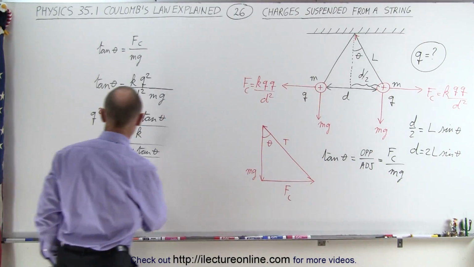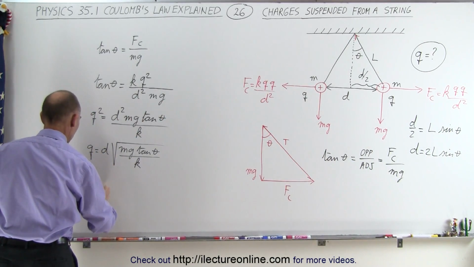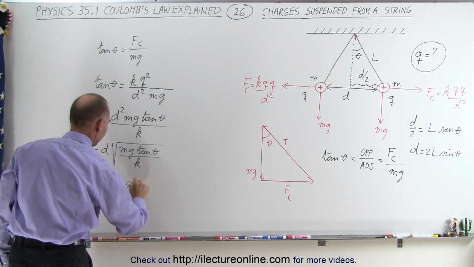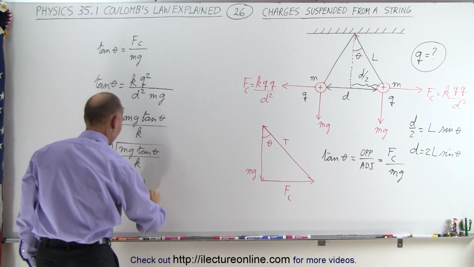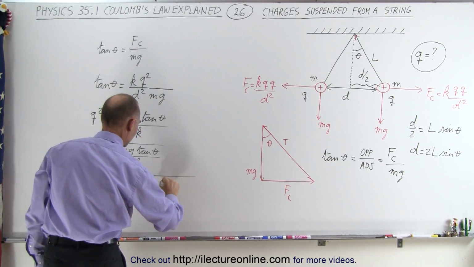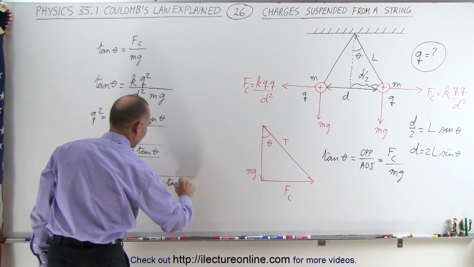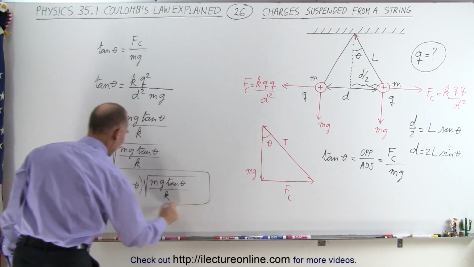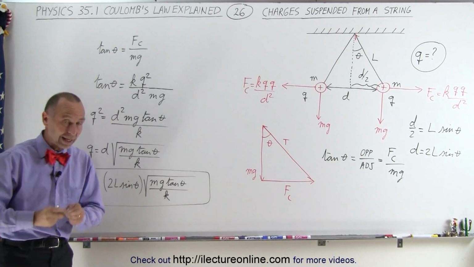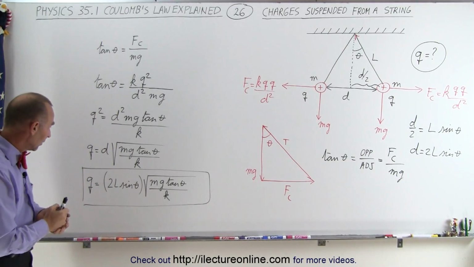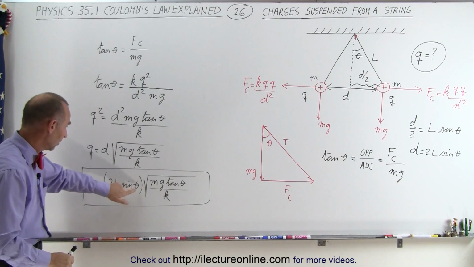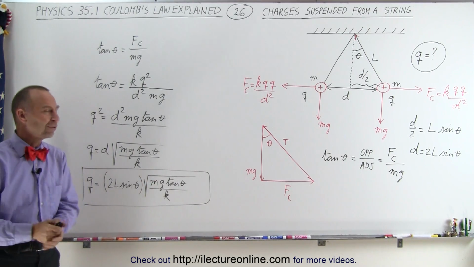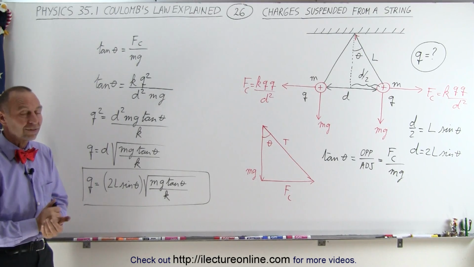Then we come back over here, we plug that in here, so Q is equal to d, which is 2L sine theta, times the square root of mg tangent of theta divided by k. And if you're given any values for any of these, if you're given the length, the angle, the mass, well, that's it. You need the length, the angle, and the mass of the object. You can then find the charge on each of the two objects. And that's how it's done.